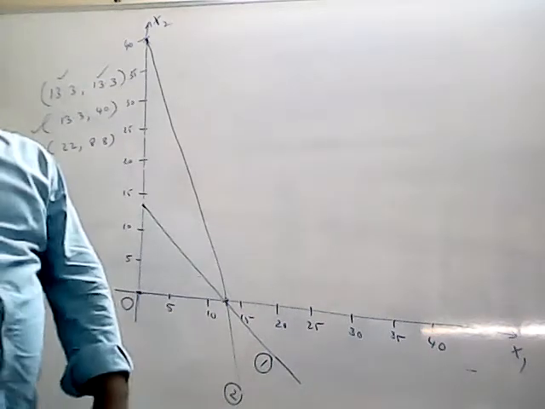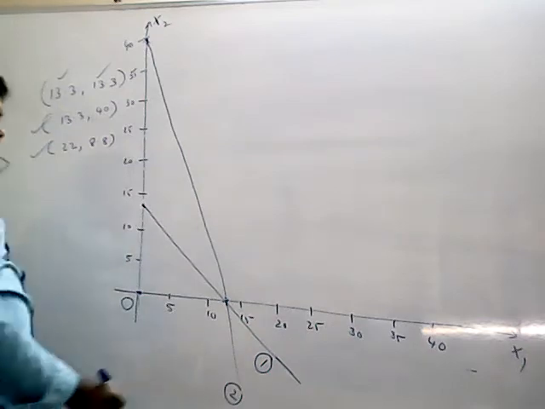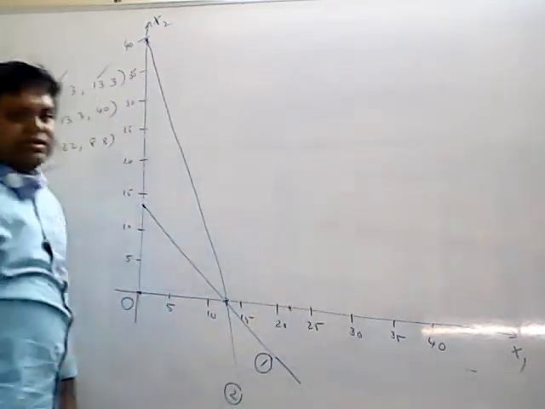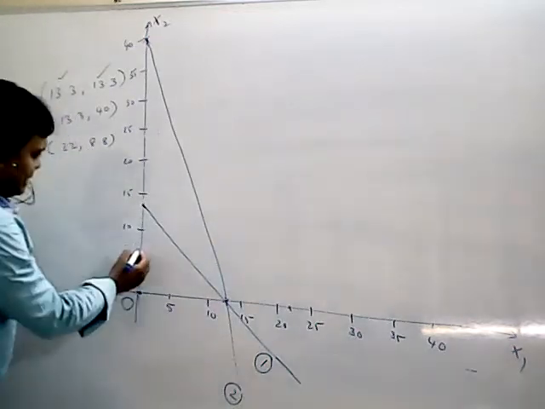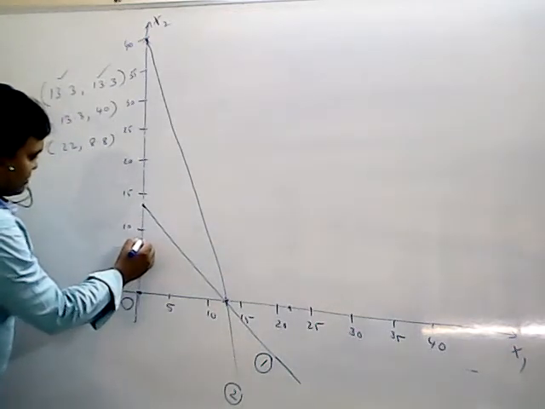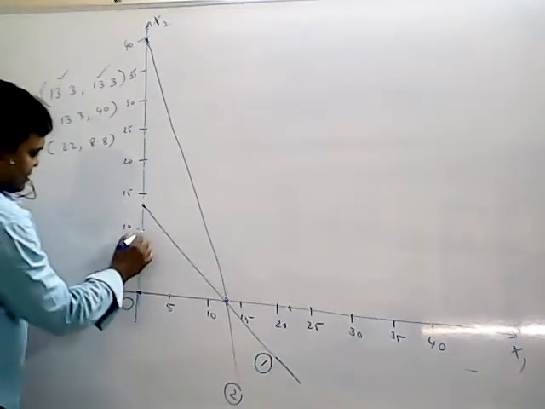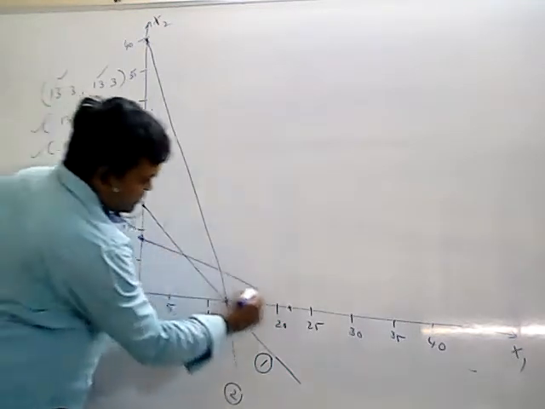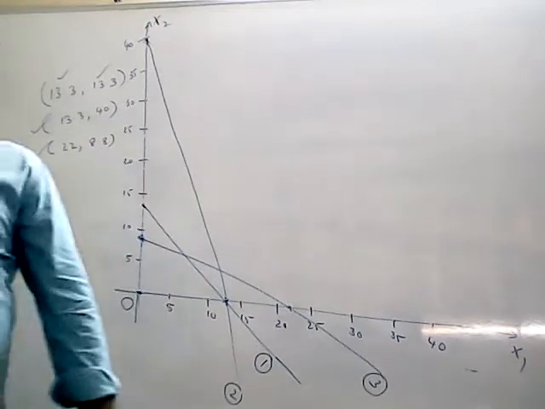Now the third one. What is the third one? Third one is 22 comma 8.8. So identify 22. x1 value 22. Roughly you can identify this is 22. And then 8.8. 8.8 means roughly this is 7.5, and 8.8 you can identify roughly. Okay. And join these points. This is line 3. Now the second step is completed.